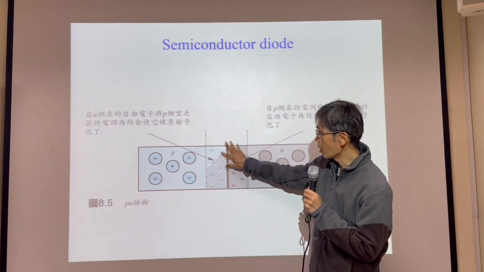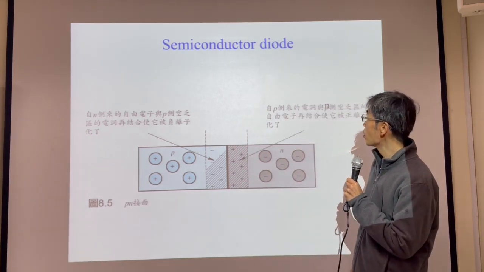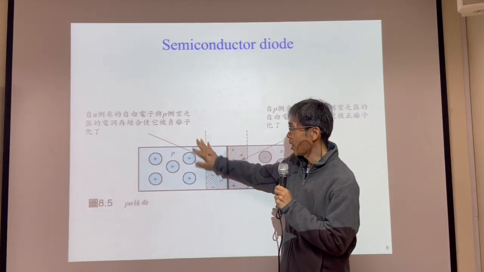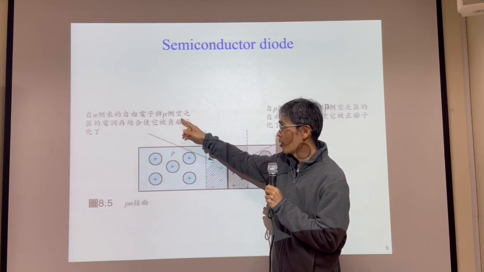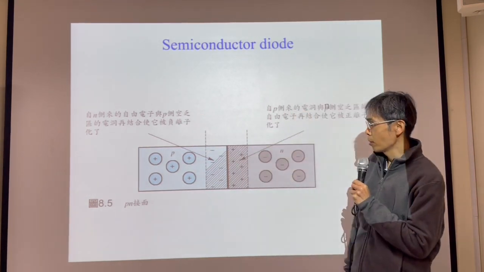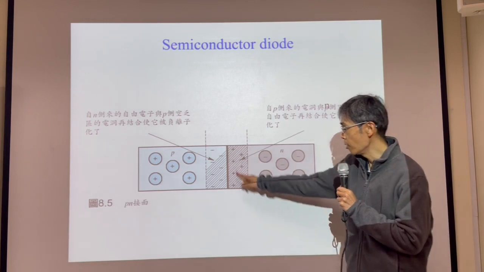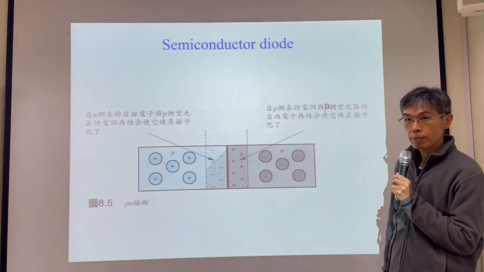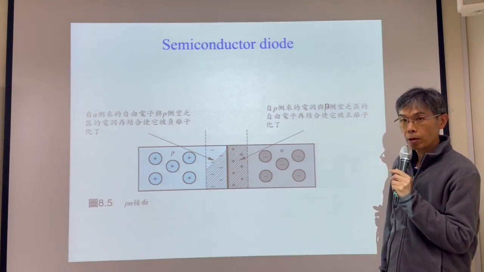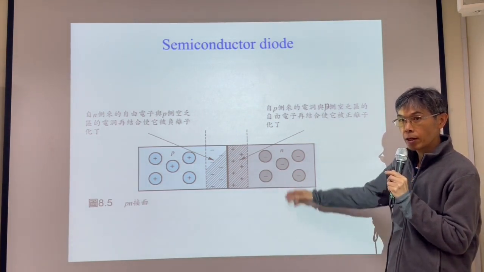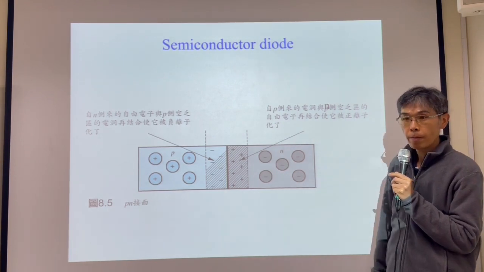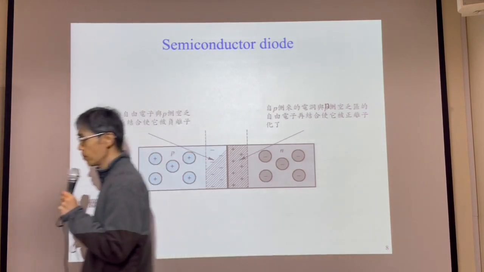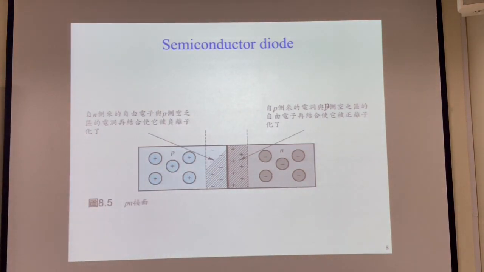So we call this area... Okay, anyway, I just used English to explain these two concepts. So this is the PN junction here. Any problem? Do you understand? Marcel? Yeah. Okay. PN junction is a diode.